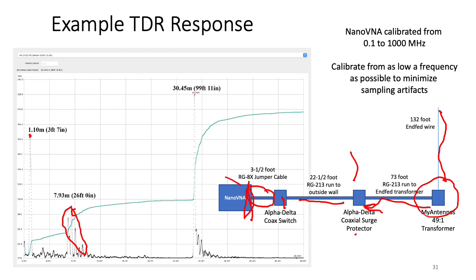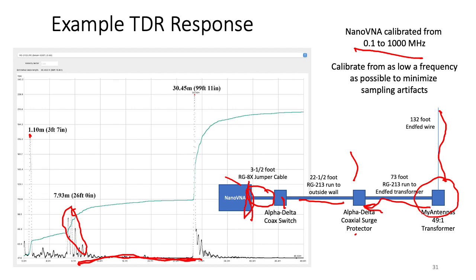Well, these other effects here, these other ripples, are due to windowing effects in the Fourier transform because of the finite range over which we're making the measurement and the fact that we're not quite starting at zero frequency. We're starting off at 100 kilohertz. Next, I have my coaxial cable run out to my NFED transformer, and notice that it's very, very flat.